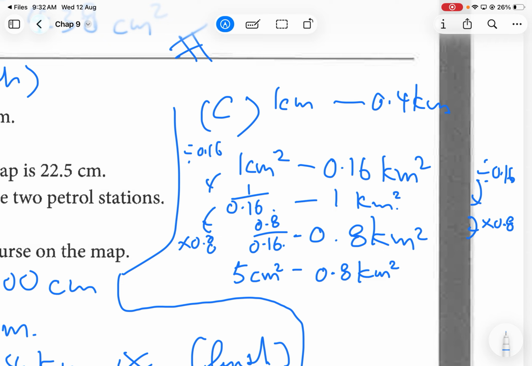So whenever you see map scale, the big picture is always scale of length, find length, map, real world. Then the last part, they will ask you to find area. Then you need a scale for area. Yes, 5 cm square.